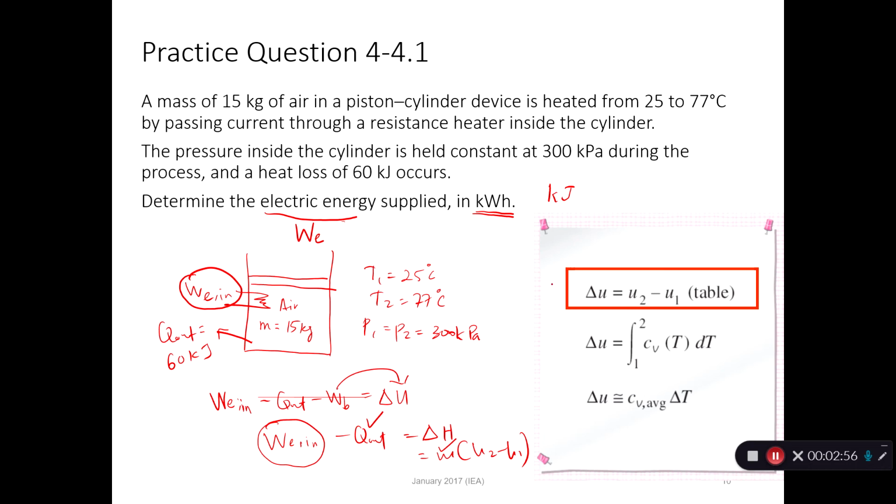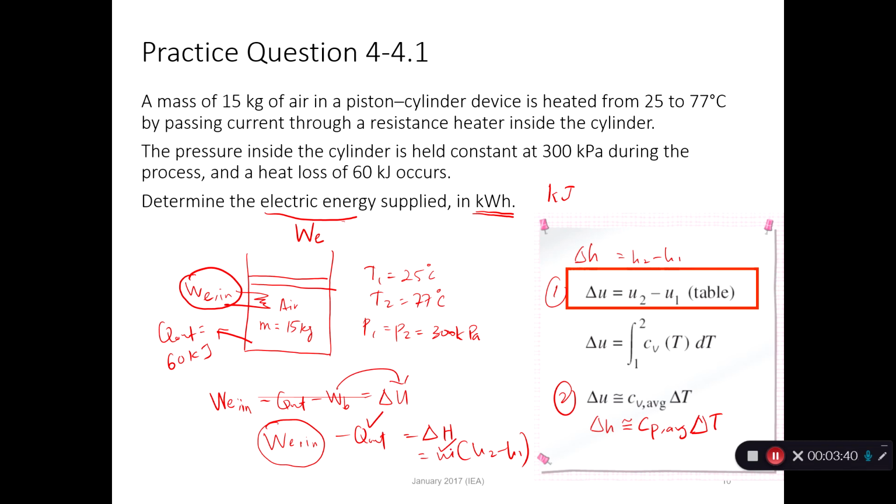Now, I put this here because you can use two ways to solve. One way, this is the second way. So you can challenge yourself. You can first find W in using the first method. So just find H2 and H1. Okay, so ignore that this is internal energy. It doesn't matter because it's the same approach. So this is delta H equals H2 minus H1. This is delta H, Cp average times delta T.